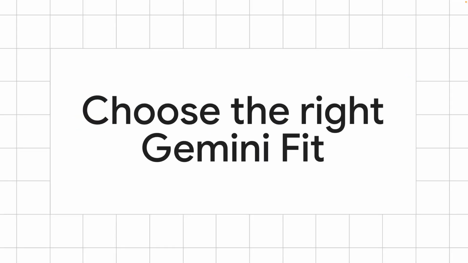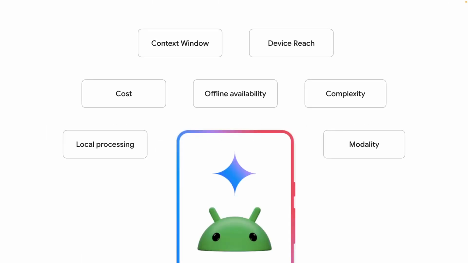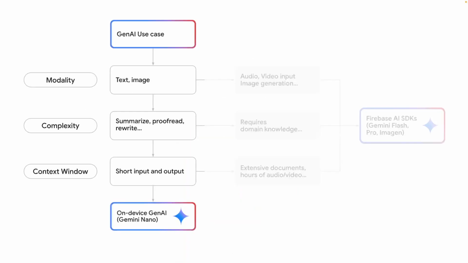Okay, now let's bring it all together. When deciding which Gemini model best fits your use case, it really comes down to understanding the specifics of your requirements and the model capabilities. If your priority is offline functionality coupled with budget and targeting flagship devices, then on-device Gen AI is the solution for you. For common text-based tasks where on-device processing and offline capabilities are beneficial, I encourage you to use Gemini Nano via the Gen AI APIs.